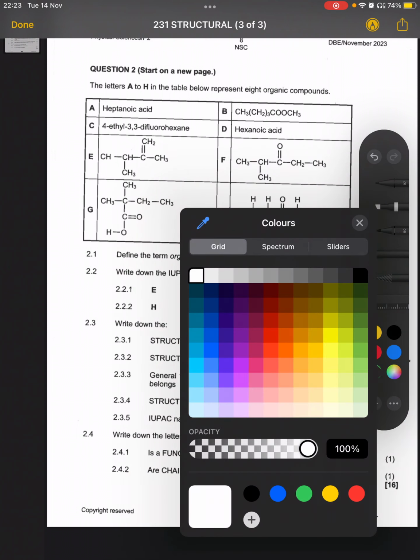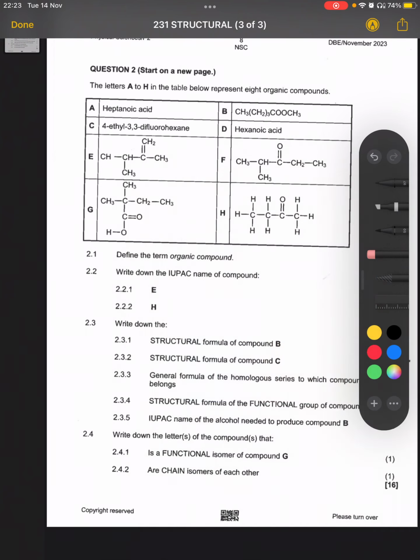Okay, not working out. But this was supposed to be a CH3. Yeah, you can see the CH3 there now, because carbon has to be bonded to 4 bonds.